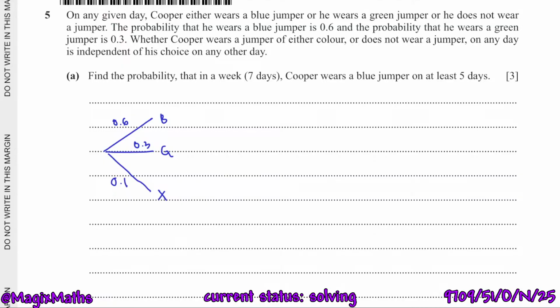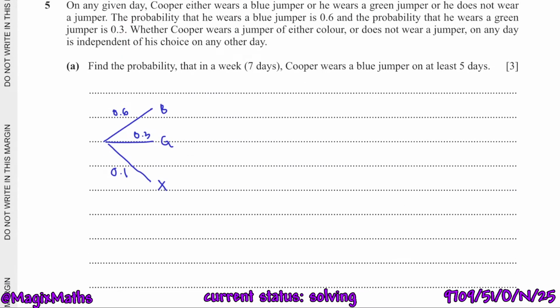Whether Cooper wears a jumper of either color or doesn't wear one, it's independent of his choice on any other day. So it doesn't affect. Now, in a week there are 7 days, and we define event X such that Cooper wears a blue jumper.